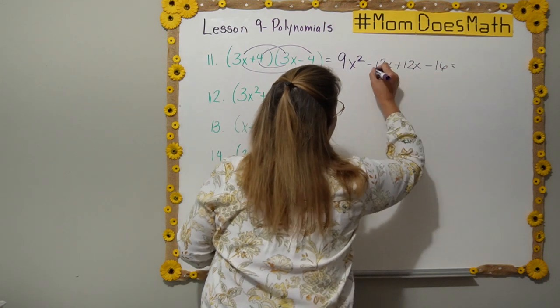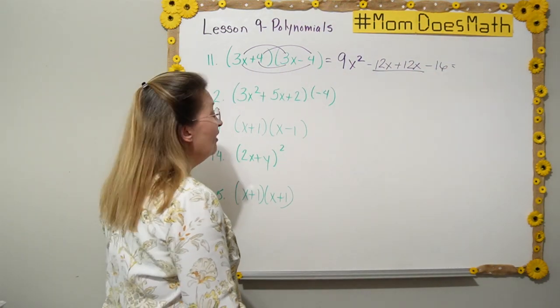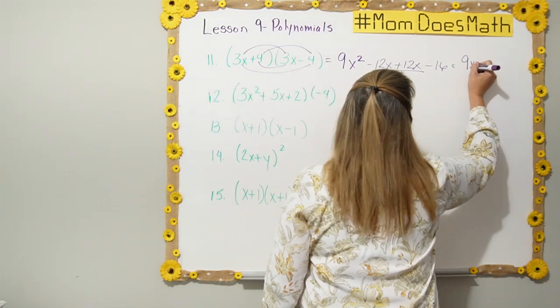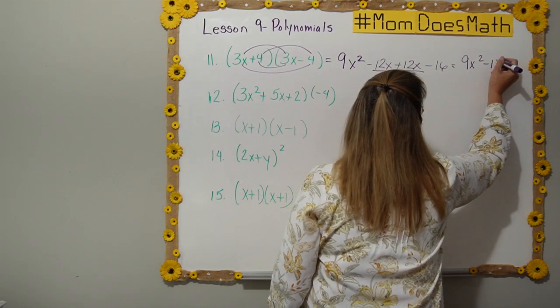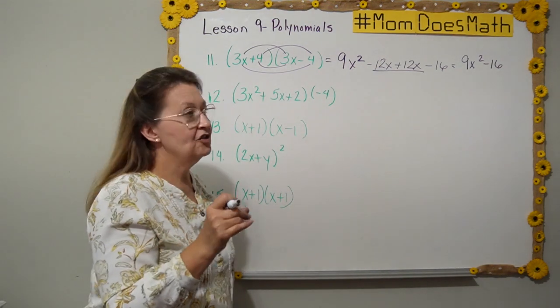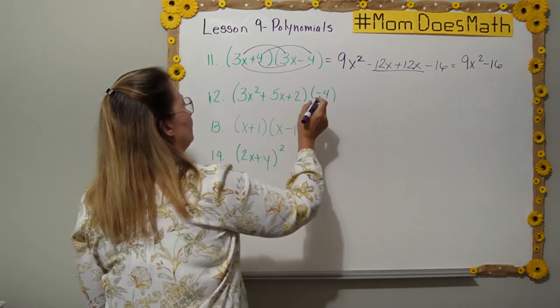All right? Let's combine these two middle terms. And you notice you have a negative 12 and a positive 12, which makes 0. So your final answer on this one is 9x squared minus 16. Those two middle terms eliminated each other. Okay? That's going to become very important later on.